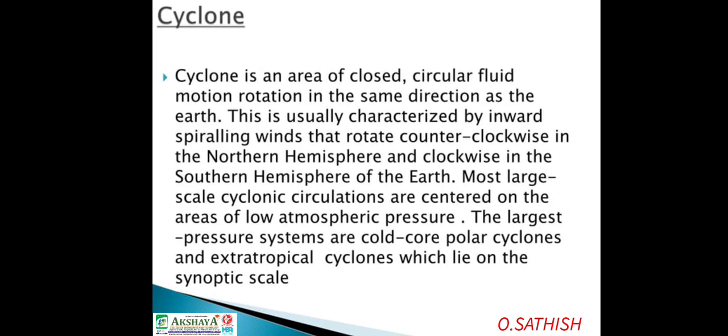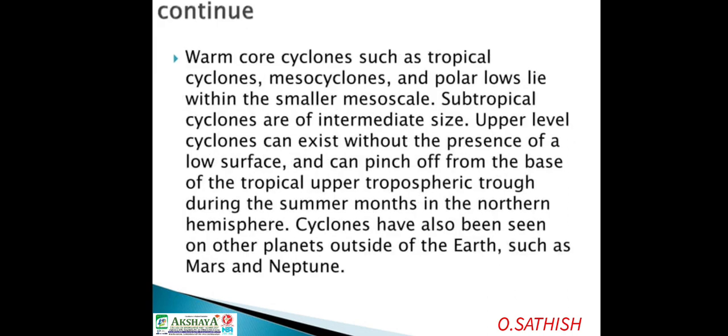Most large-scale cyclonic circulations are centered on an area of low atmospheric pressure. The largest pressure systems are cold core polar cyclones and extratropical cyclones, which lie on the synoptic scale. Warm core cyclones such as tropical cyclones, mesocyclones and polar lows lie within the smaller mesoscale. Subtropical cyclones are of intermediate size.